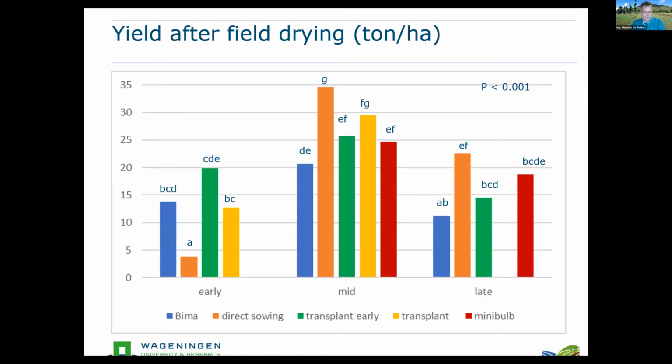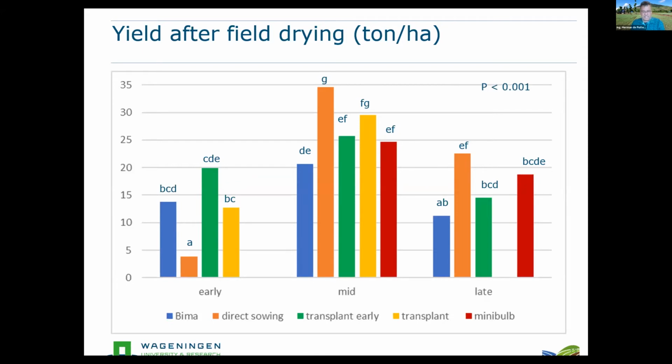then we noticed that early, the direct sowing, due to the climatic conditions, due to the rainfall, was not performing too well. While at the mid experiment, the direct sowing is performing quite well. So season has a big impact on the performance of TSS in relation to the methods you use.